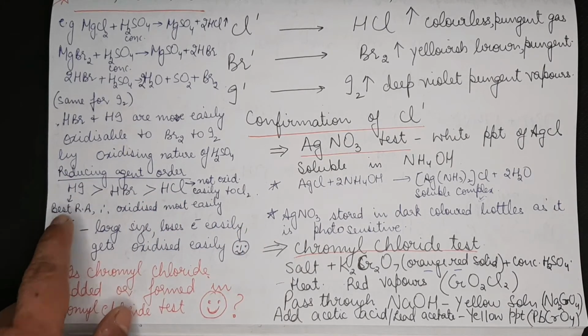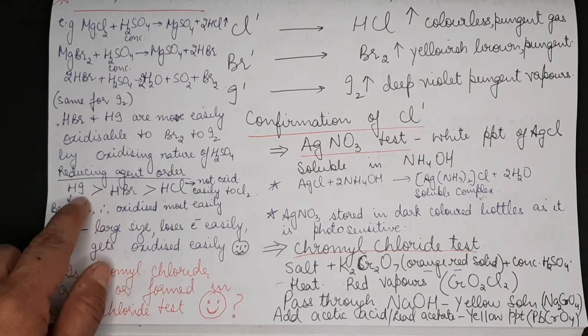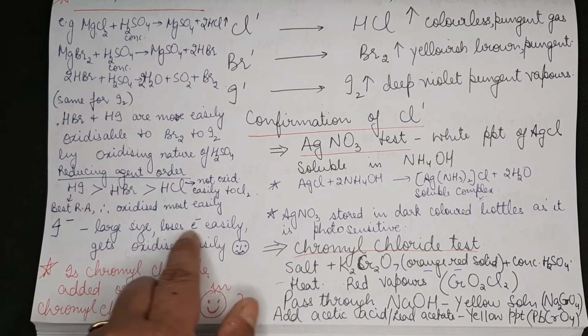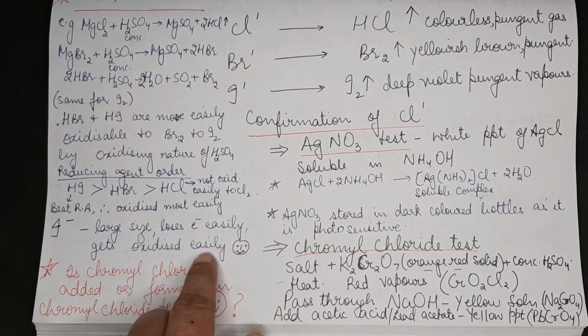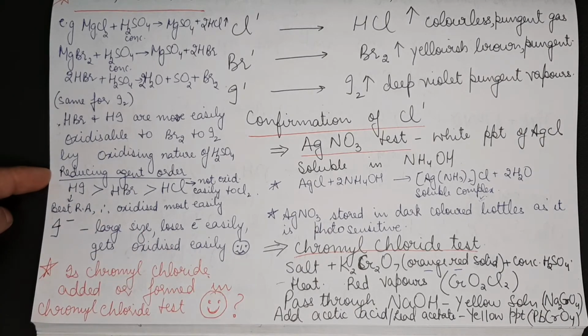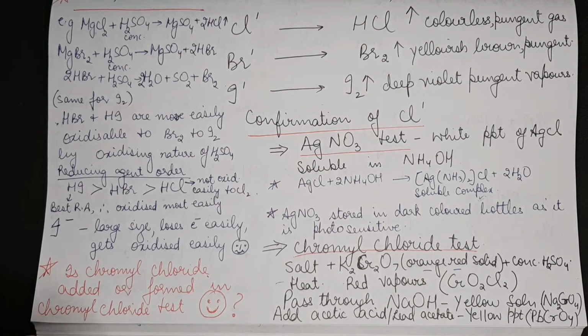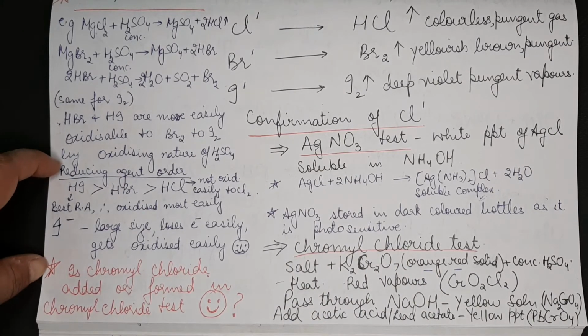Another: this is the best reducing agent. Why? Because the I⁻ in this is a large sized ion. It can easily lose electrons, get oxidized easily, and hence act as a reducing agent. It will lose electrons itself and give them to something else, reducing it. So it's a very good reducing agent.